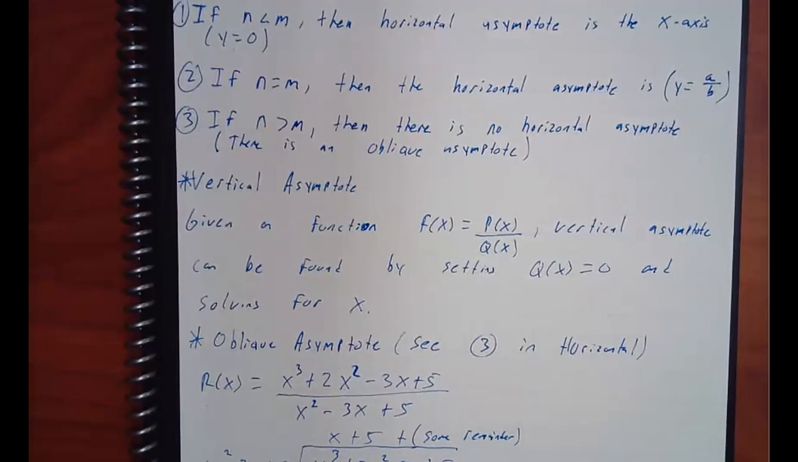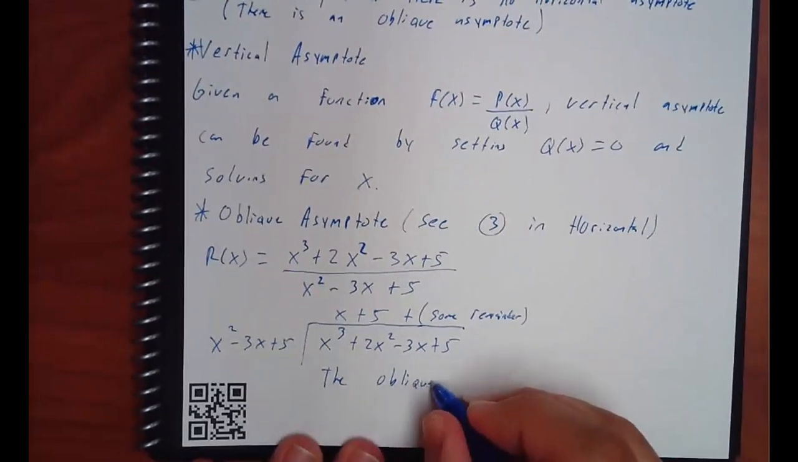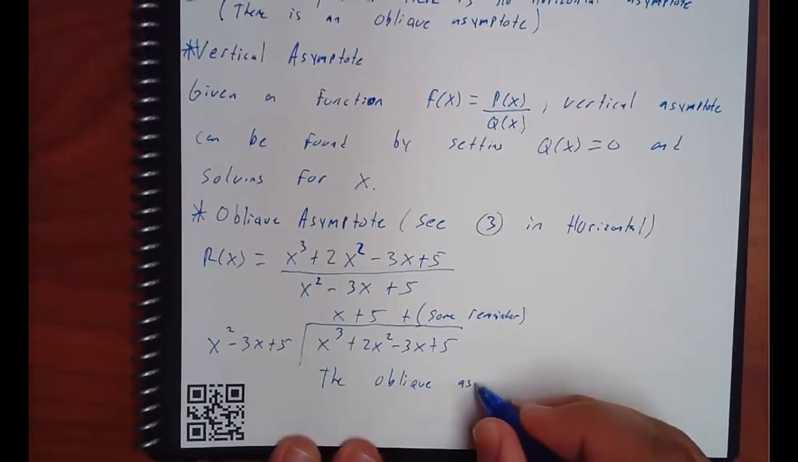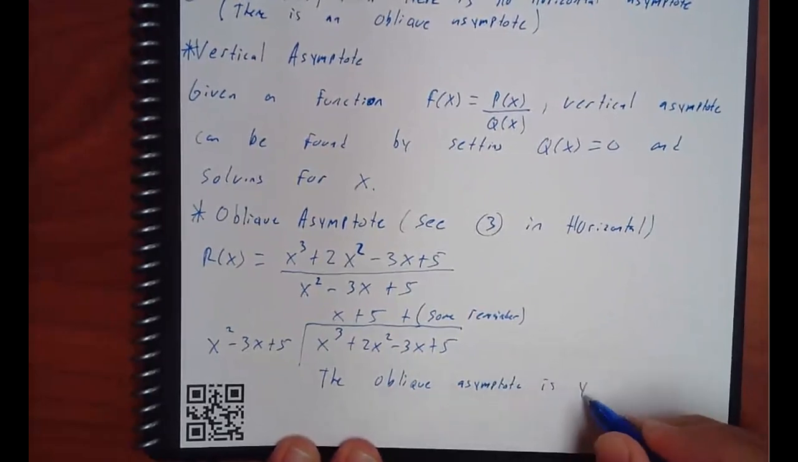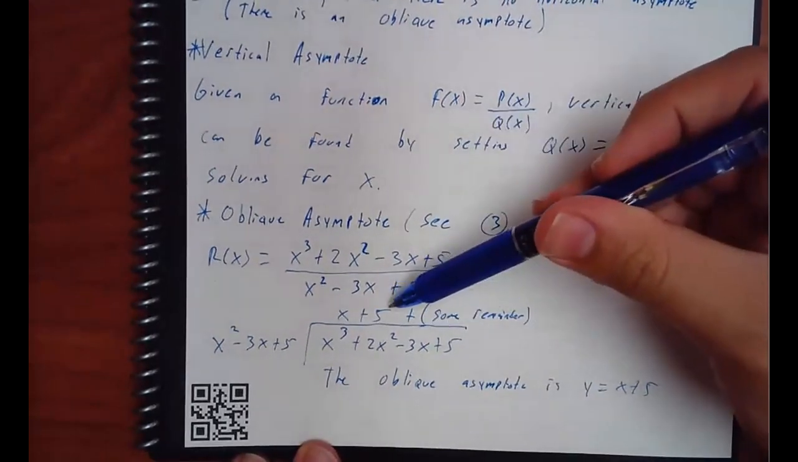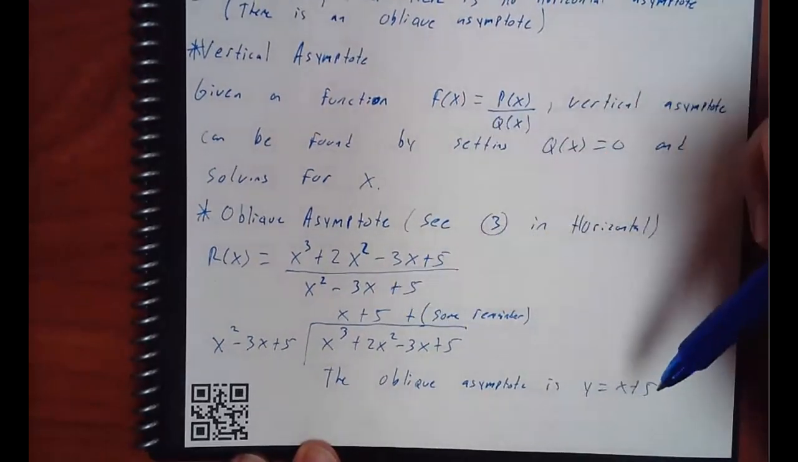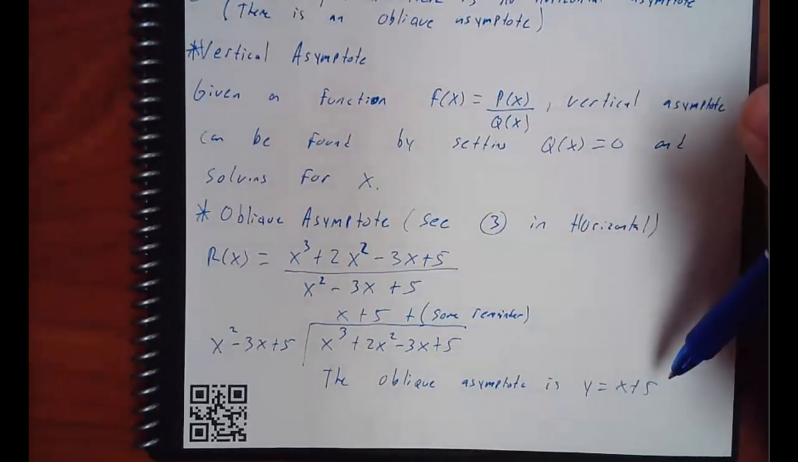The oblique asymptote is y equal to x plus 5. So whatever you get as your quotient, that is the oblique. That's how you find it. Does that make sense?